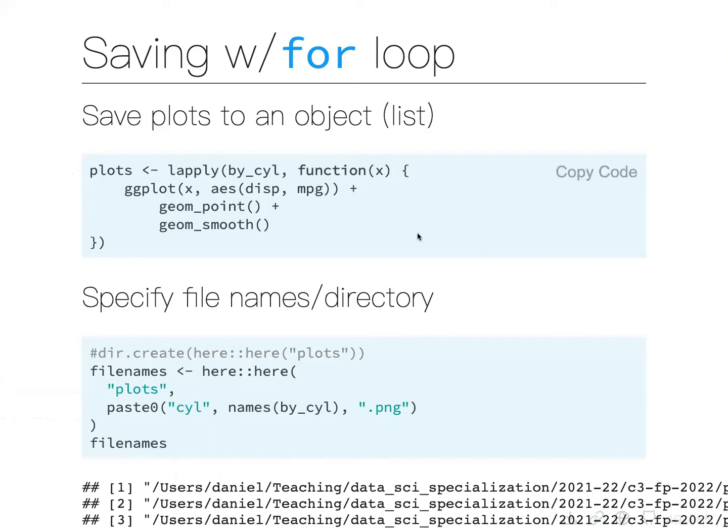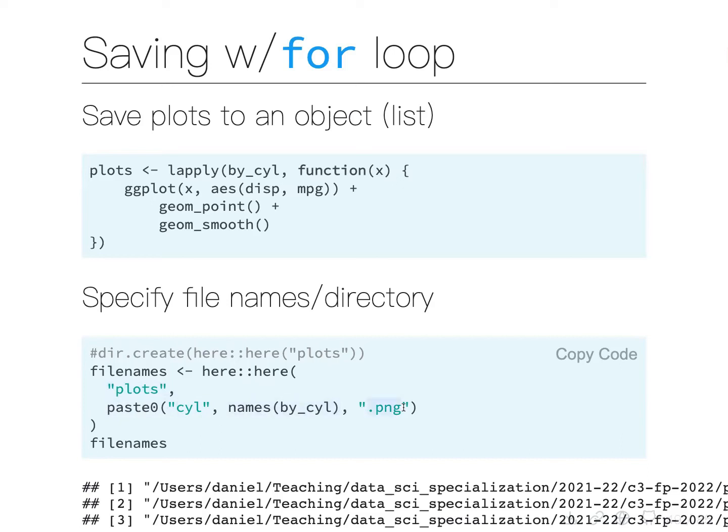Okay. So we're creating our plots and we're saving them to this plots object that is a list with each plot in it, right? And we know it's a list because we used lapply. So that's always going to return a list for us. Then we're going to create some file names. Okay, so I'm doing this with the mtcars one. So I'm saying here plots, and I don't have this nested one like I just created, right? I'm putting them all in the plots folder. I'm going to paste0 cyl and the names of by_cyl and .png.